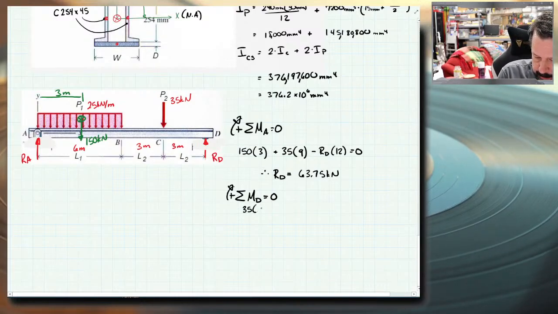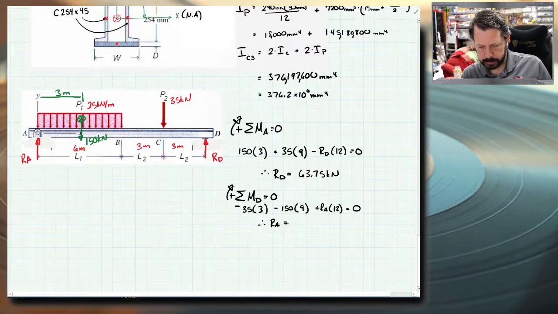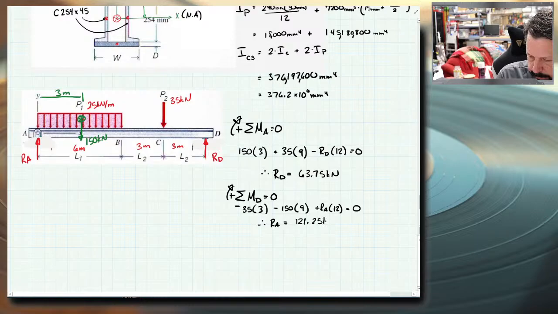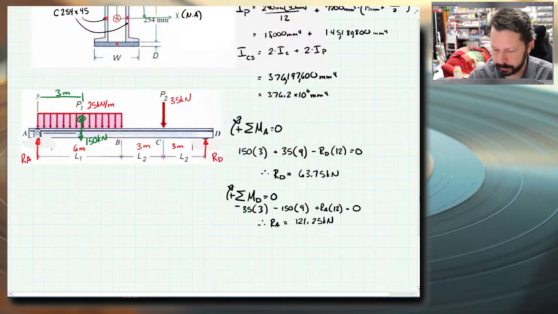So let's see, 35 times 3. Now I could have still written something down in the sketch wrong and carried that error to both of them, but we'll try not to do that. Minus 150 times 9, and then plus RA times 12 equals 0. Therefore, RA equals, let's see, 35 times 3 plus 150 times 9 divided by 12, 121.25 kilonewtons. I suppose you could do 121.25 plus 63.75. That's 185. And I have 150 plus 35 going down, so that summation of forces in y checks out, that they both equal 185. So that's another little check you could do.